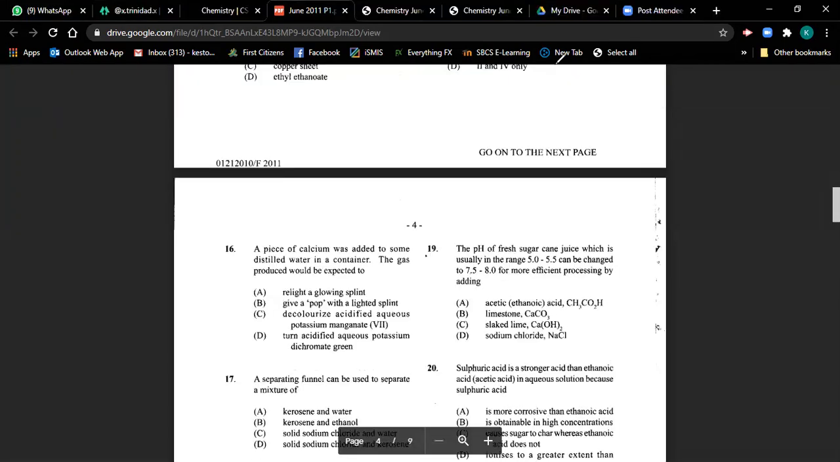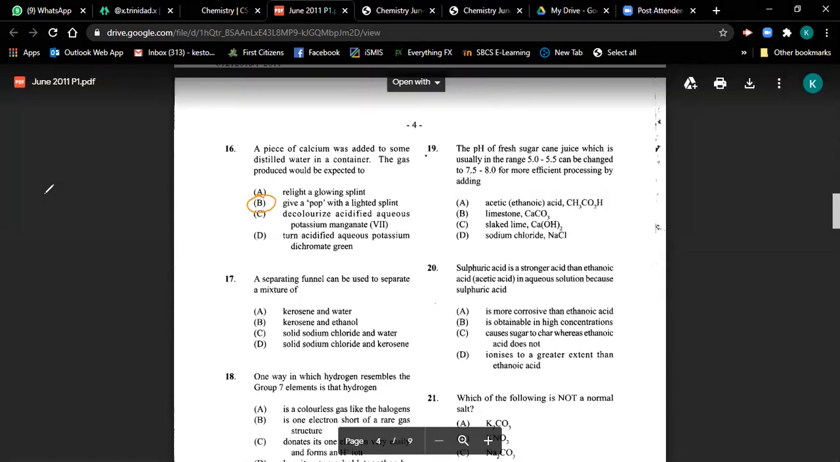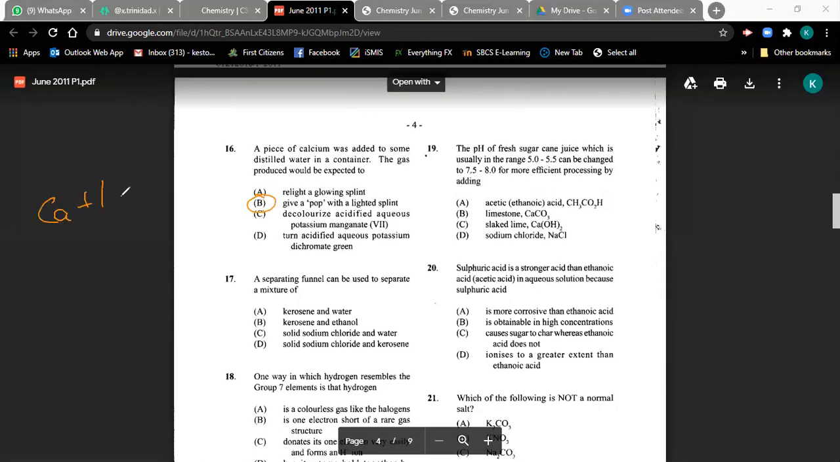16. A piece of calcium was added to some distilled water in a container. The gas produced would be expected to give a pop with a lighted splint. Remember, when you add calcium to water, you're going to get a metal hydroxide and hydrogen gas being liberated. Right? Give a pop with a lighted splint.